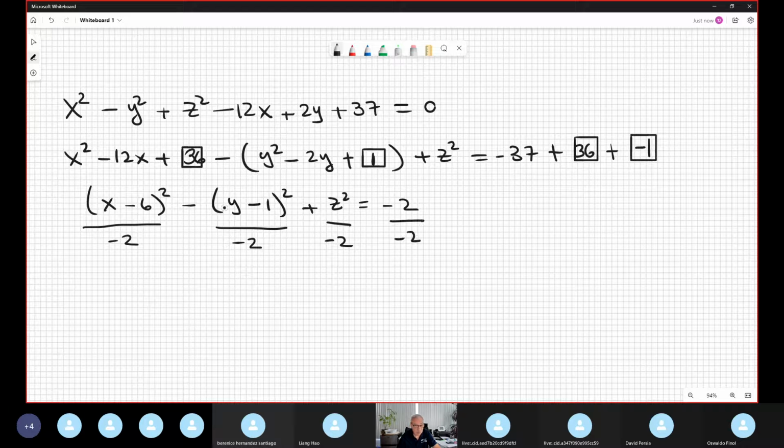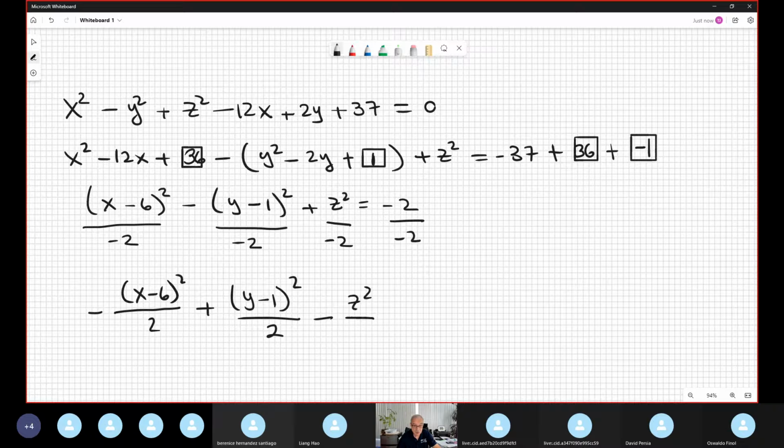So negative, I put a negative in the front to understand much better, (x minus 6) squared divided by 2, plus, because double negative becomes positive, (y minus 1) squared divided by 2, minus c squared divided by 2 equals positive 1. Ready. Beautiful standard. So now this is a crucial moment of the identification.